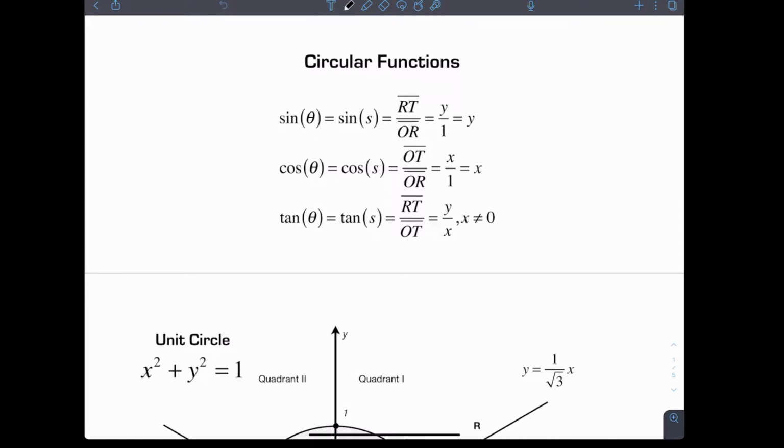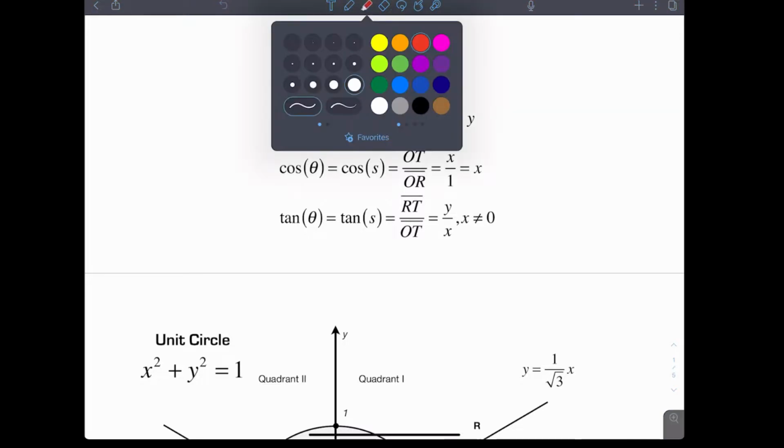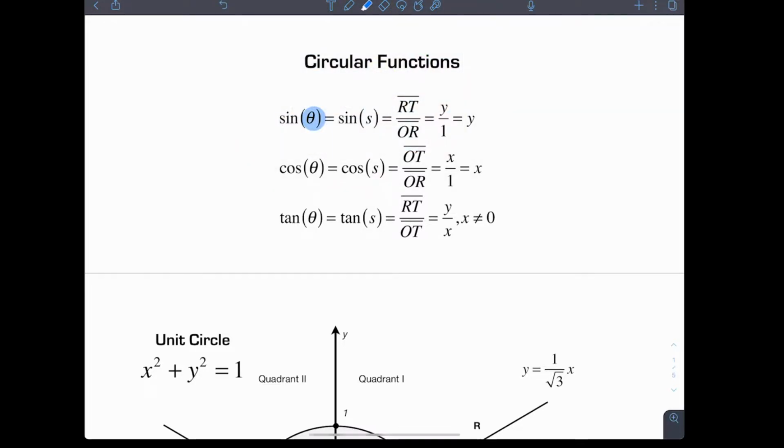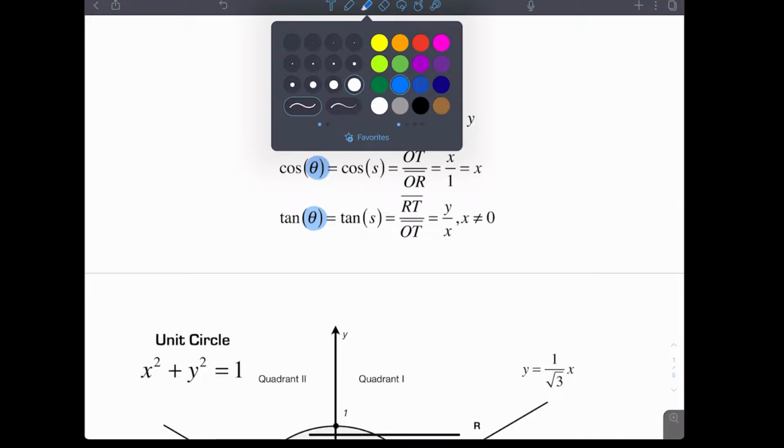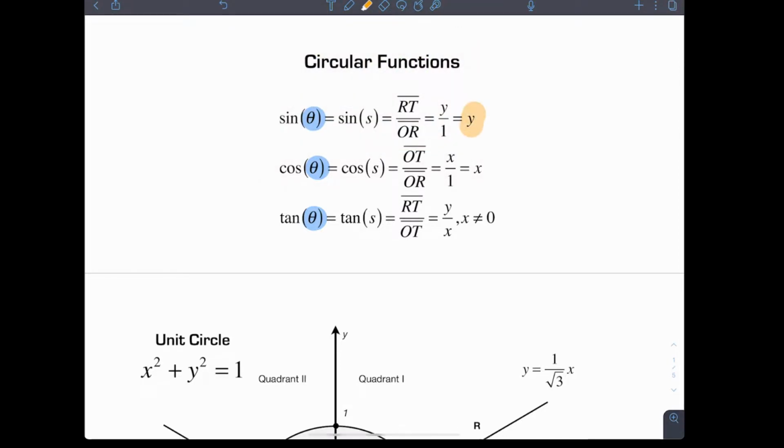So you're going to use circular functions. What do you guys notice here, by the way? Sine theta, cosine theta, tangent theta, that's still your central angle. We talked about that yesterday. And then I'm going to say to you guys, notice this. What is this? Y. And then what is this? X.